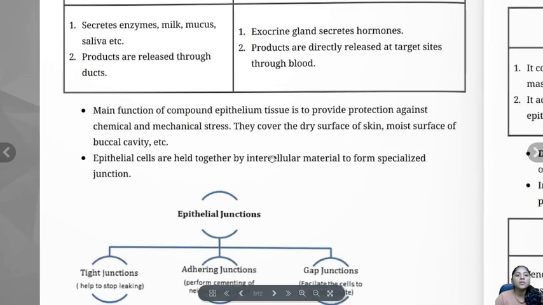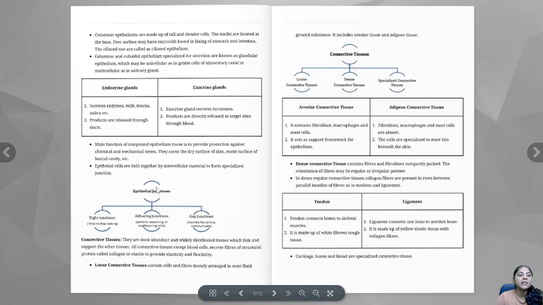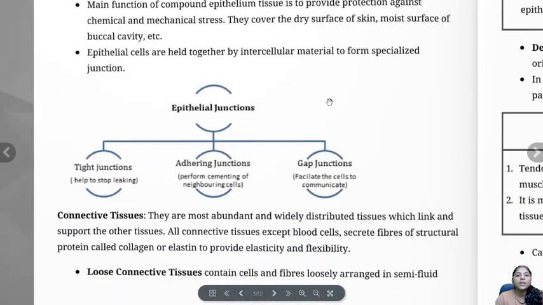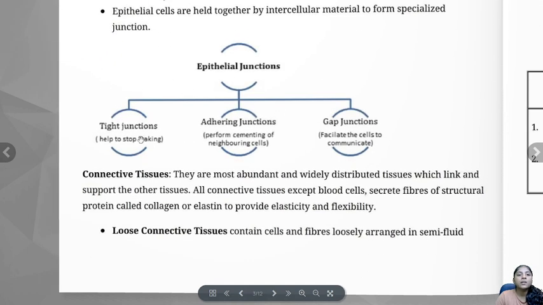Then the main function of compound epithelium is to provide protection against chemical and mechanical stress, and they cover the dry surface of skin and the moist surface of the buccal cavity. So these compound epithelia are found on the dry surface of the skin and also on the moist surface of the buccal cavity, that is the mouth. Then epithelial cells are held together by intercellular material to form specialized junctions, and those are called epithelial junctions. Now we have three such junctions, that is tight junctions, then adhering junctions and gap junctions.